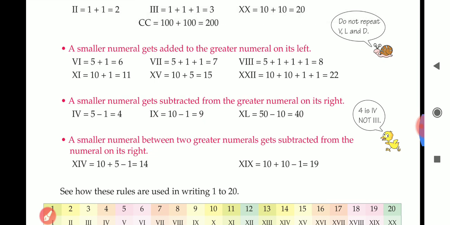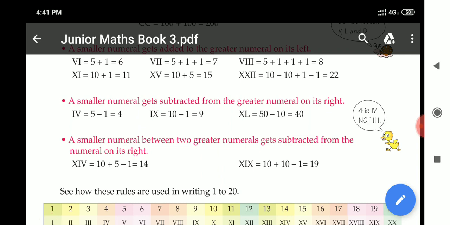Now a smaller number gets subtracted from the greater number on its right. Now if we have to write the number that is just smaller than the particular Roman number, so if we have to write down 4, what do we have to do? See, 5 minus 1 equals 4. So as we write 5, before 5 we have to write down I, which denotes that it is 5 minus 1, that is equal to 4.